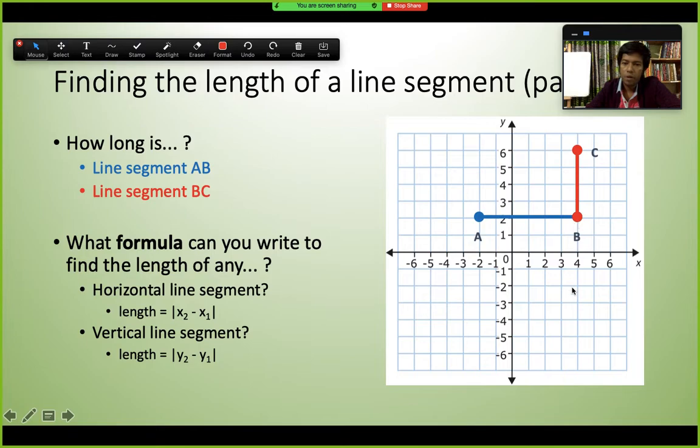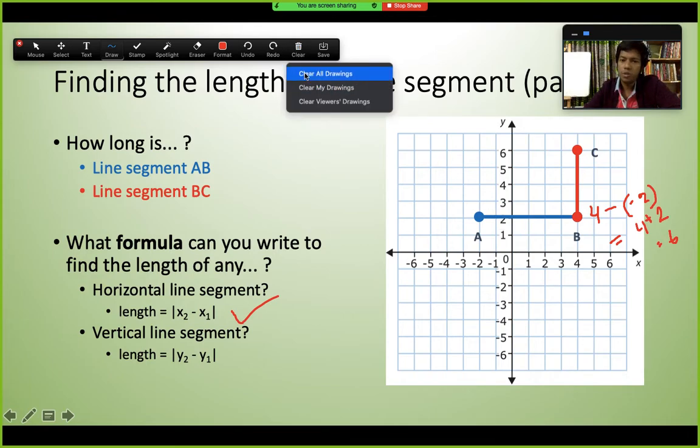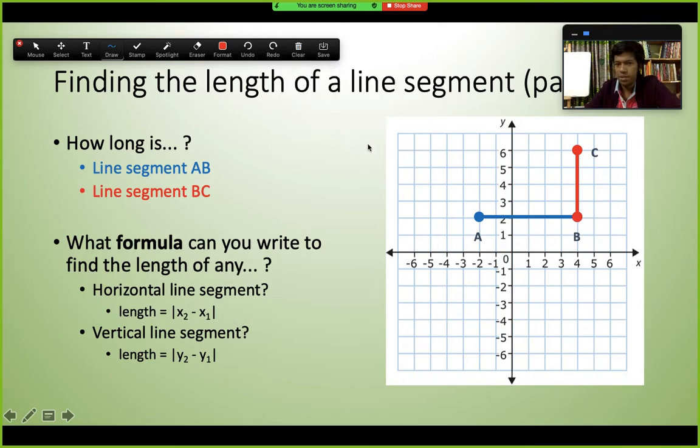Or you can do it according to this formula. Suppose you are wondering what this formula means: this means x2 minus x1. So this x value is 4, then minus x1, so x1 is minus 2. So ultimately this is 4 plus 2, so ultimately this is 6. This way also you can find it, and you will get the same answer, of course.